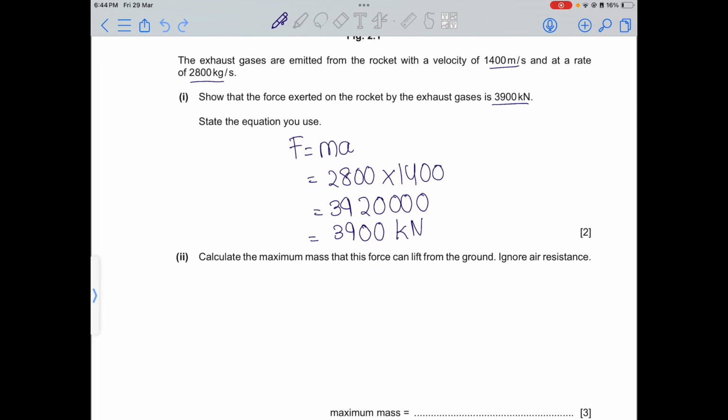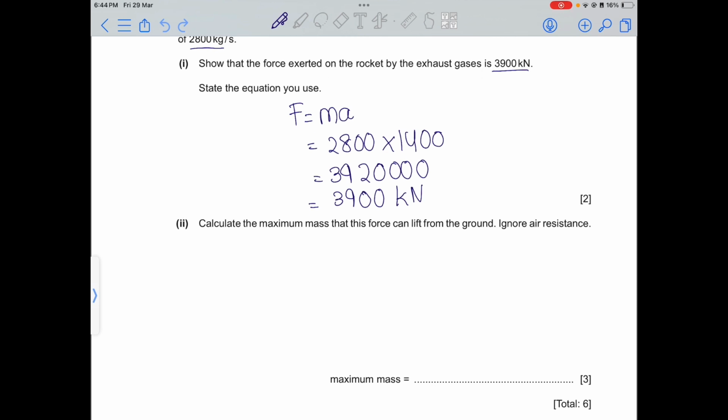Calculate the maximum mass that this force can lift from the ground. Ignore air resistance. I haven't seen a question like this in a while, but here is a simple fact to remember: if you have been given the force, you can use the same formula, F = ma, and we want to put the acceleration as the Earth's gravitational acceleration, which is 9.8 meters per second squared.